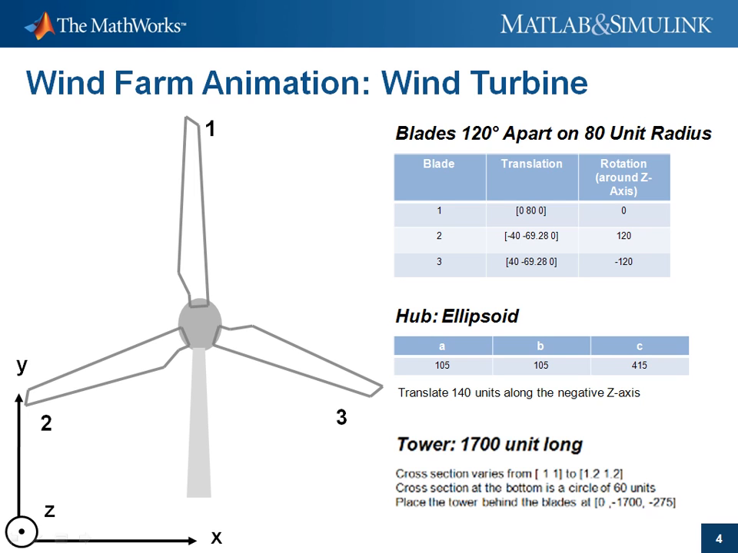And the tower, what we'll do is simply model it as a 1700 unit long cone. Basically, it's going to be a cross section that varies from 1 to 1.2. Okay, and we're going to place the tower just behind the blades at these coordinates.